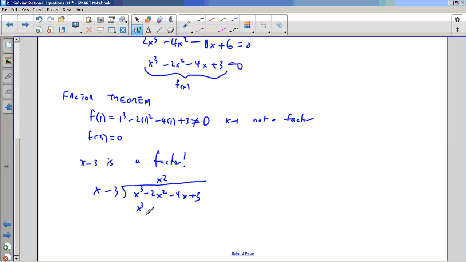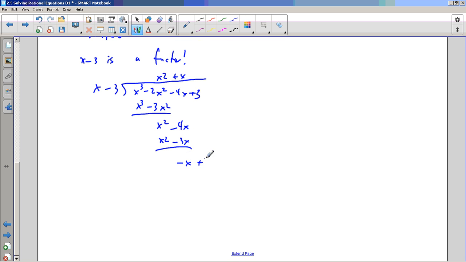x cubed minus 3x squared, subtract, and I get x squared, bring down the 4x, plus x is x squared minus 3x, subtract again, and I get negative x plus 3. This has got to go in evenly, and it does.